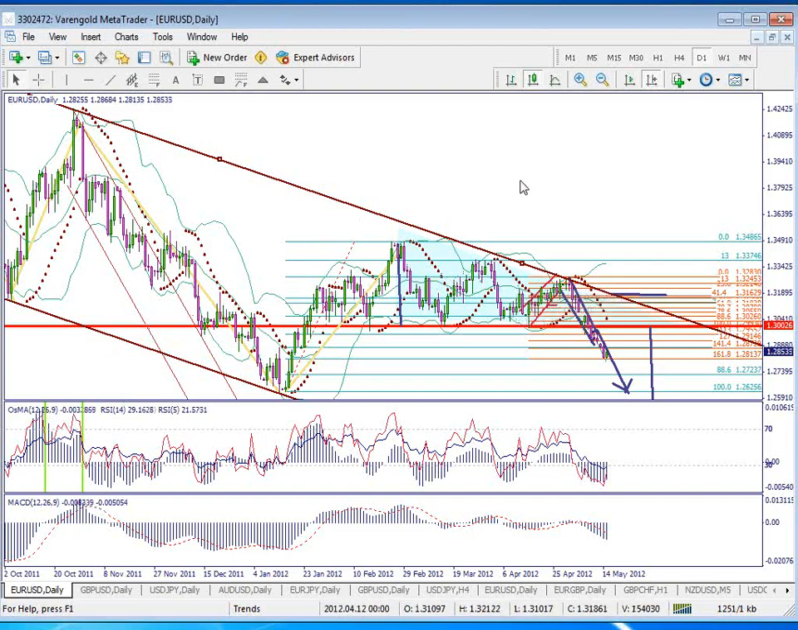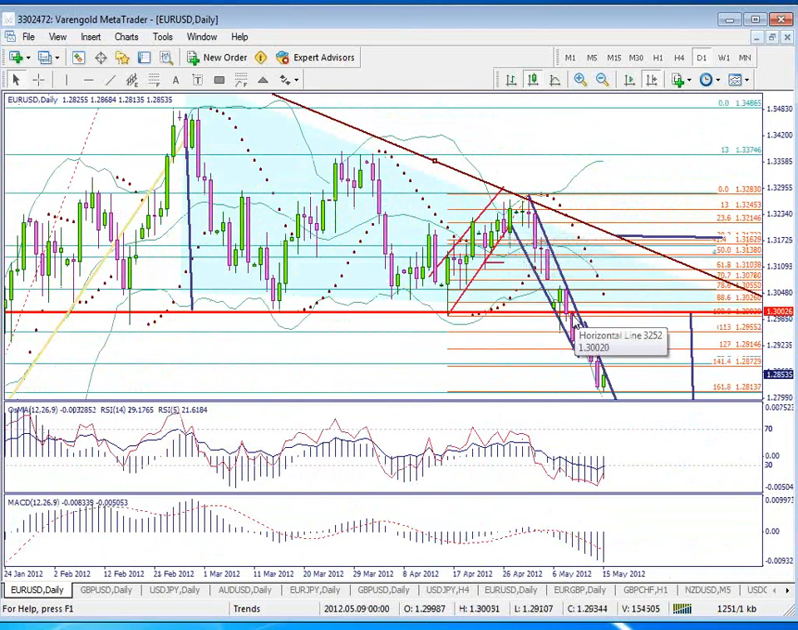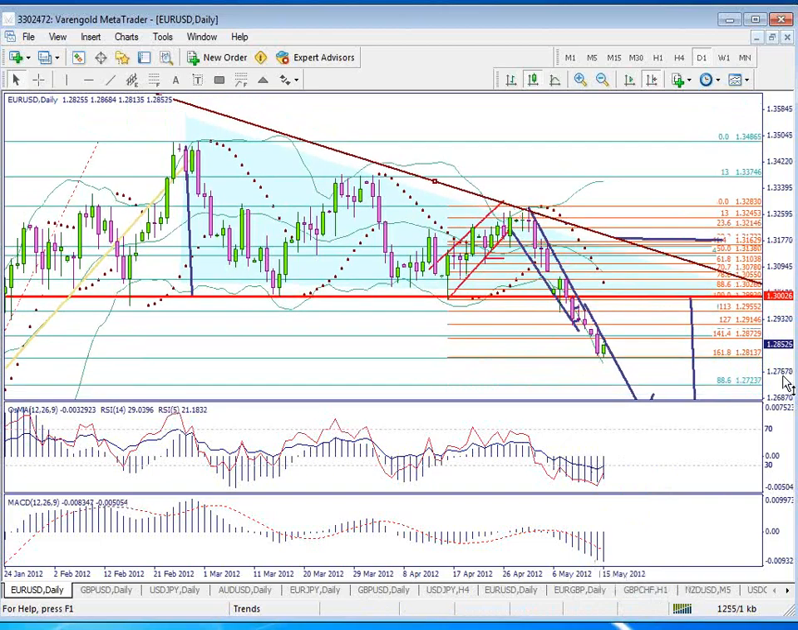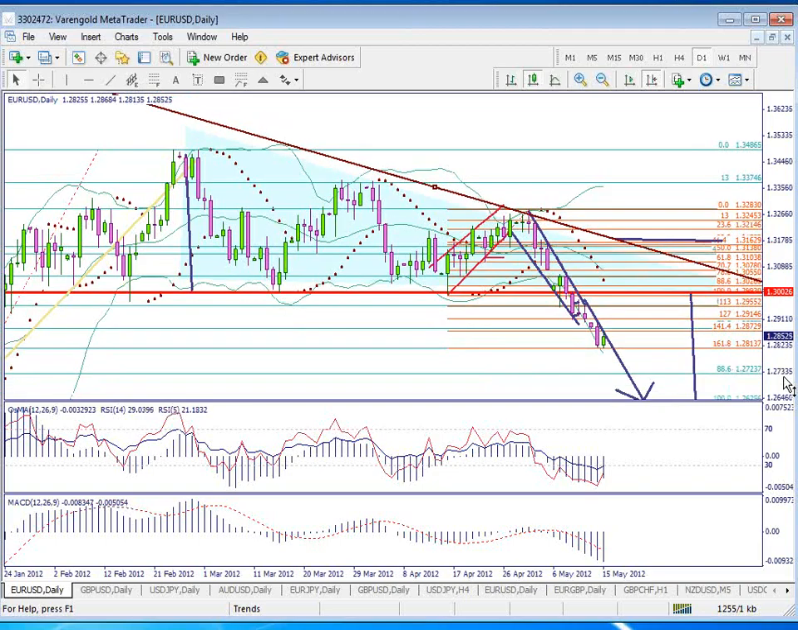So on euro dollar, probably you saw that the pair just reached 161.8, made a little reverse up to 141, and probably now it will retest again 161. I don't have yet a signal on daily. I don't have yet the confirmation from MACD. So I have a lot of chance that my pair will go to test this 88.6 level or lower.